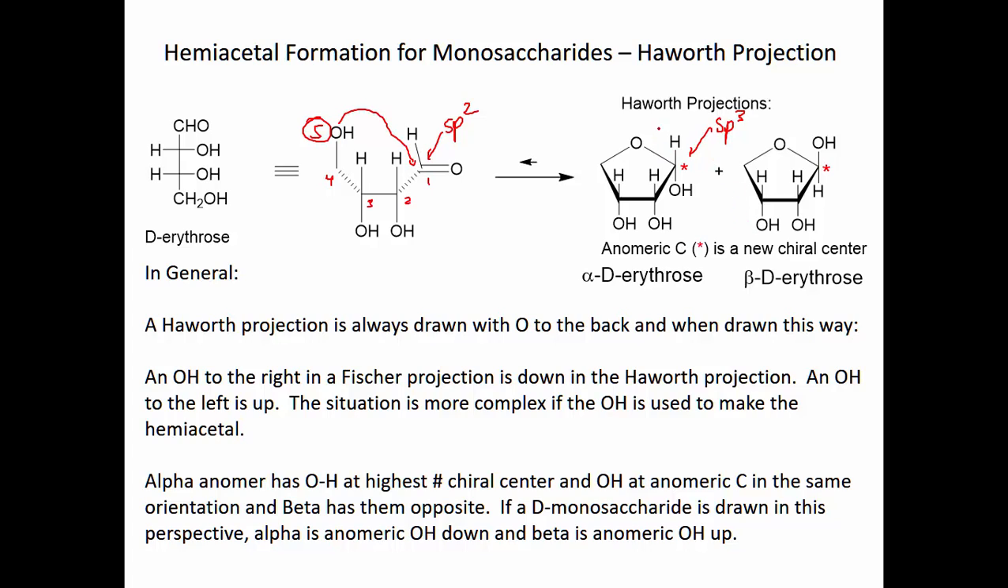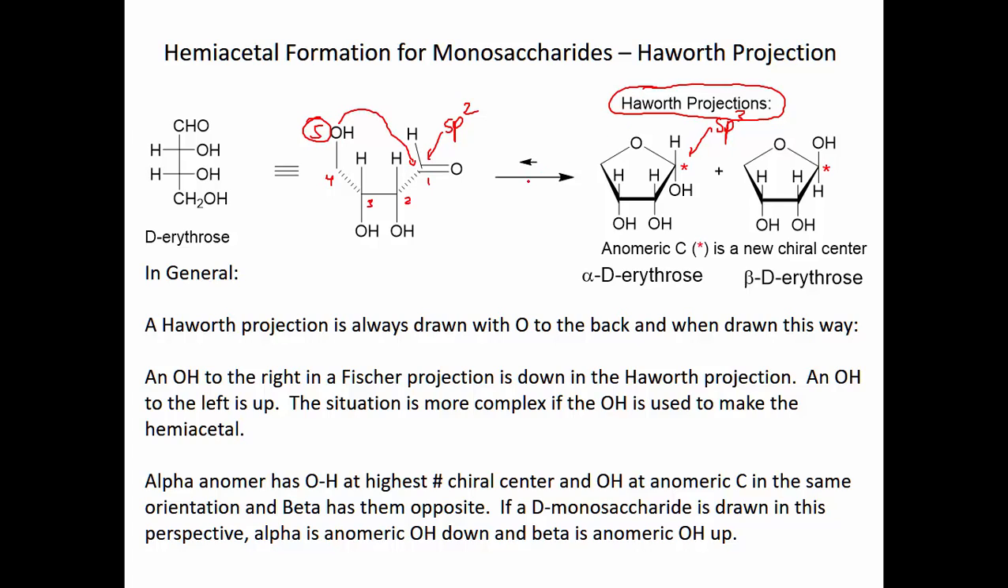So this drawing here has a special name. This is called the Haworth projection. And in a 5-membered ring sugar, they're always drawn like this, where the oxygen is to the back and the carbons of the 5-membered ring are coming out at you. Okay? As long as everybody draws their compounds from the standard recommended orientation, it's very easy to see how the Haworth projection relates to the Fischer projection that you started with.